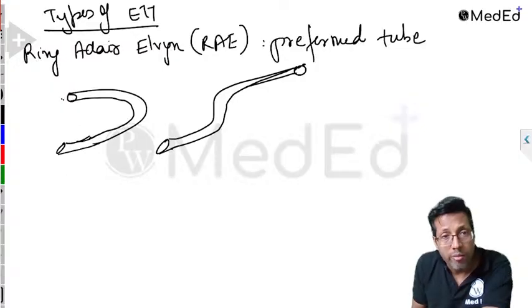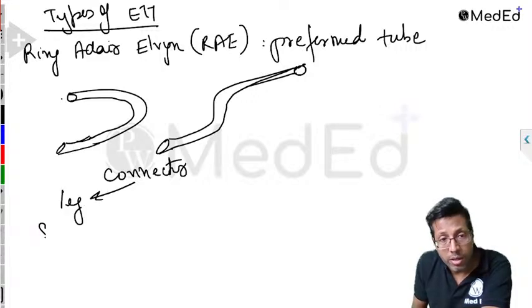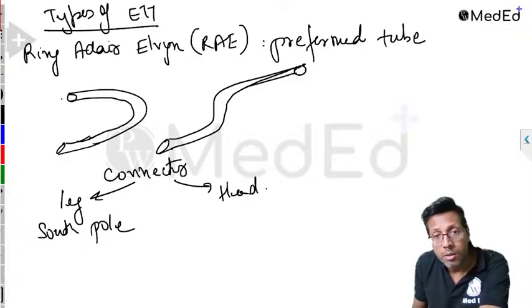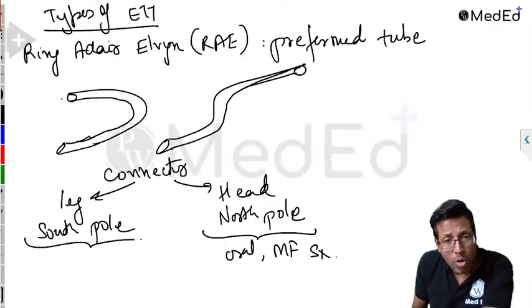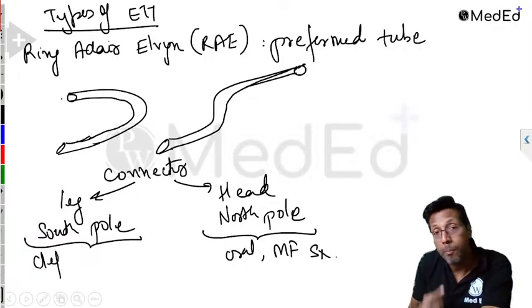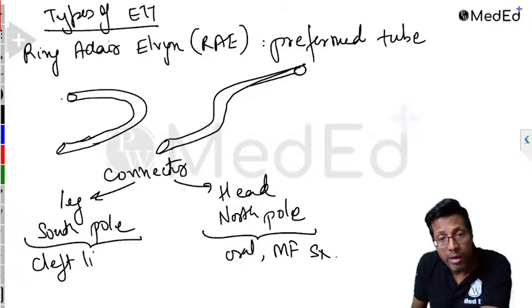If the connector faces the leg of the patient, it is called south pole. If the connector faces the head of the patient, it is called north pole. Now, north pole can be used for any oral maxillofacial surgery. South pole is normally preferred when you're operating on cleft lip and cleft palate. Other surgeries also, but it is commonly used for cleft lip and palate.